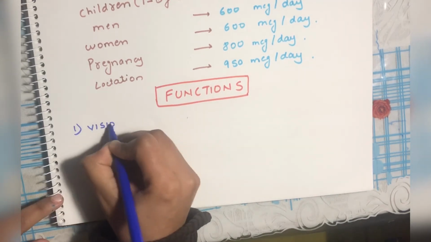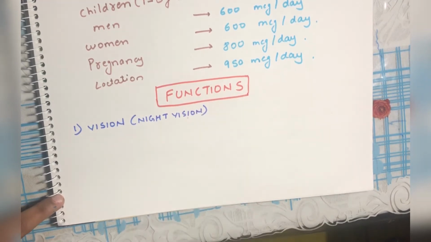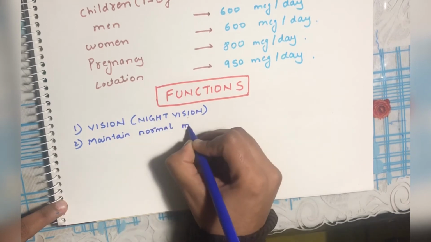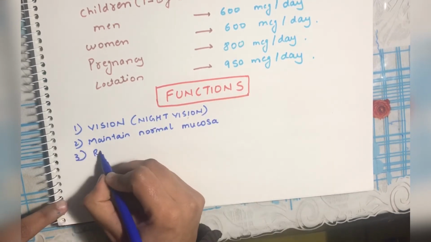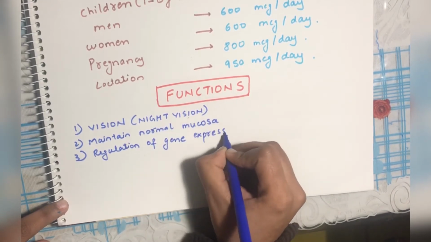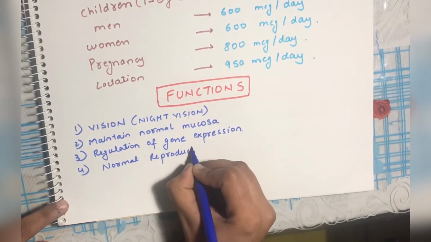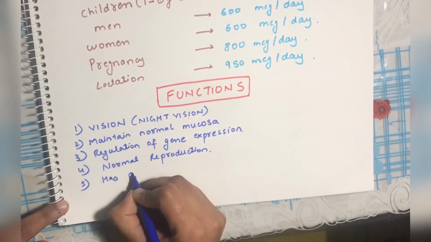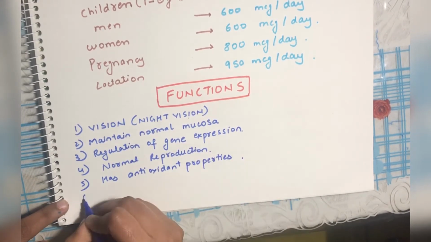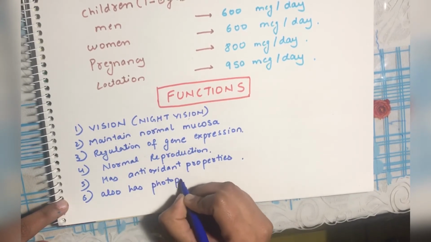The number one and a very important function is vision, especially night vision, because of the rhodopsin which is present in rod cells, which is responsible for night vision. It is also for the maintenance of normal mucosa, for the regulation of gene expression, for the normal reproductive system, and it also has antioxidant properties. It is also for photoreceptive purposes, the same as vision. So these are the main functions of vitamin A.